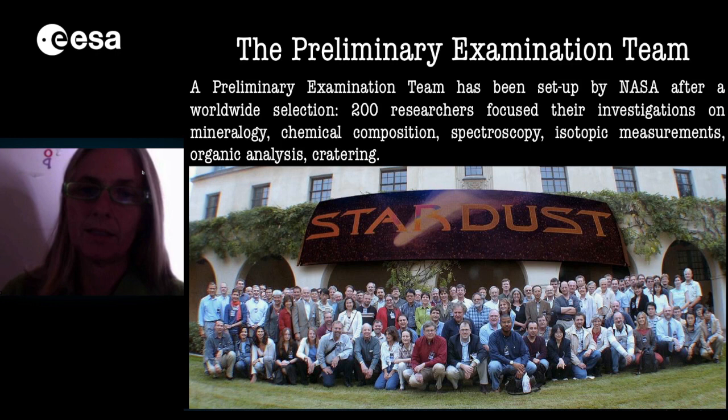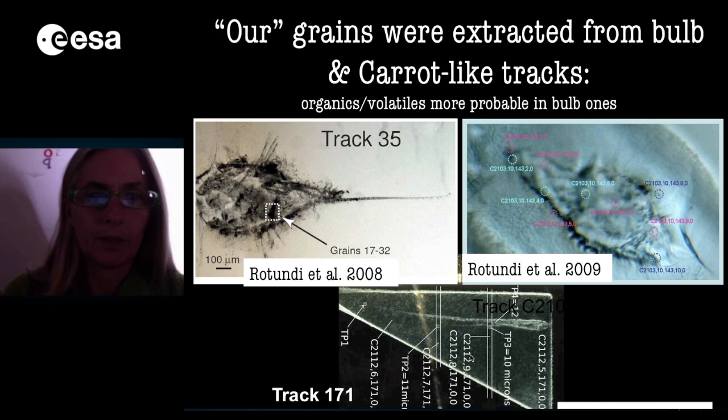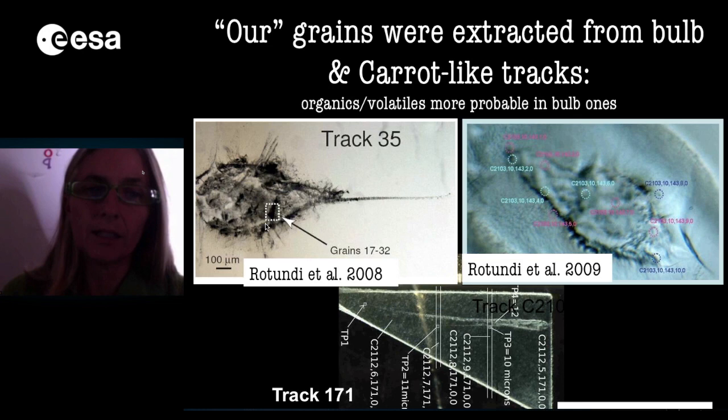In particular, for our group, we asked for 7 grains that were extracted from one of these bulb tracks, track 35. This was because we were very interested in the analysis of the organic component of the cometary material. So this is the reason why we chose a bulb track. And then we applied three different techniques on the grains that we received from NASA: micro-infrared and micro-Raman spectroscopy, and field emission scanning electron microscopy with EDX analysis for chemical composition.